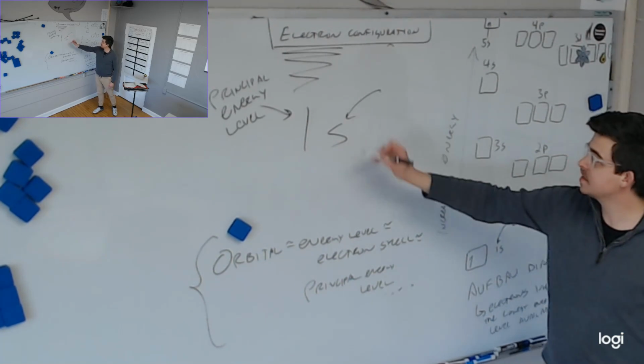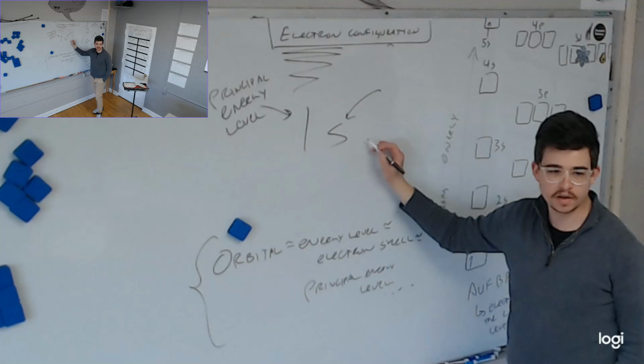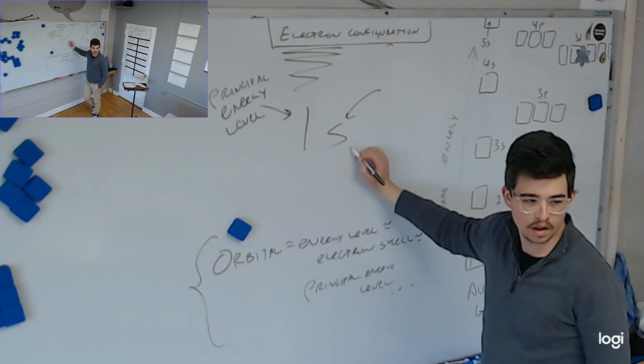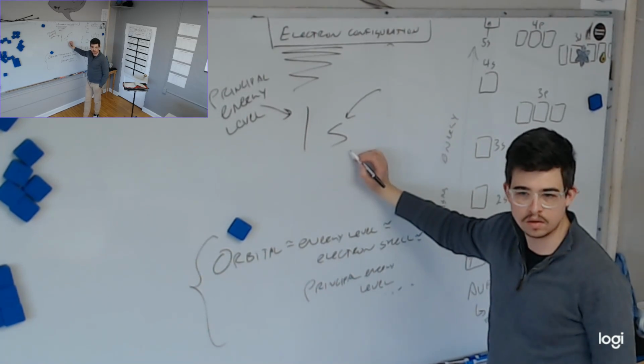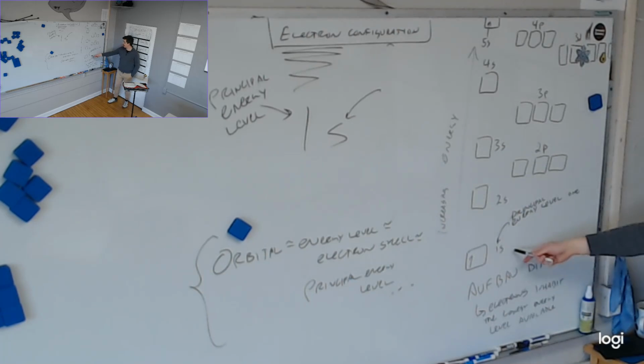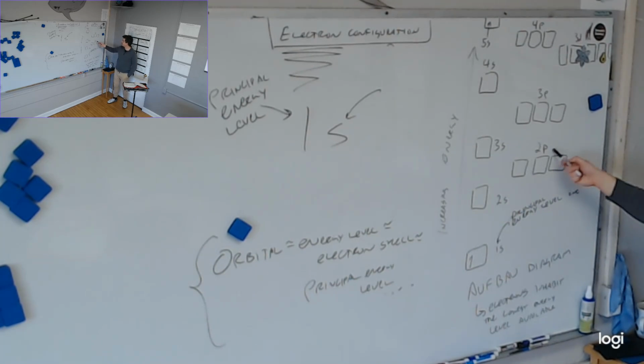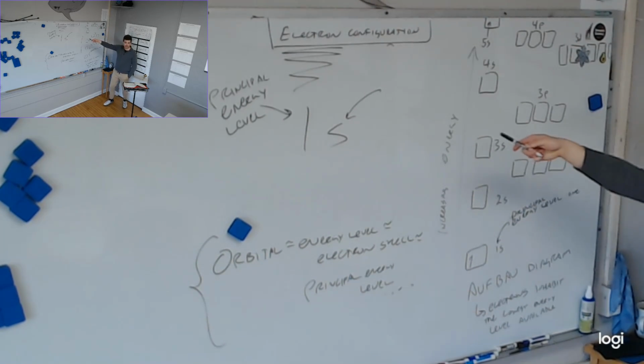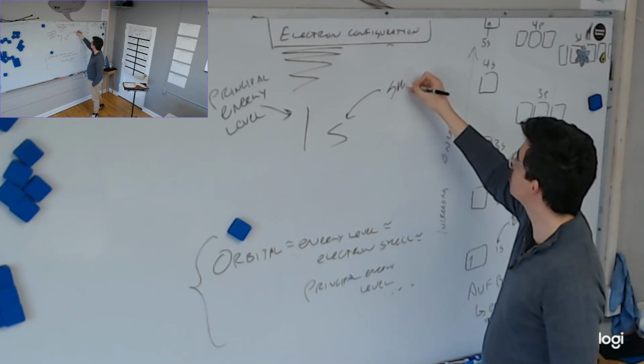Without even knowing it, what does this little s probably represent? Someone already knew it. What does the s mean? Well, look what else we've got here. There are s's, there are p's, and there are d's. So the s represents the shape.